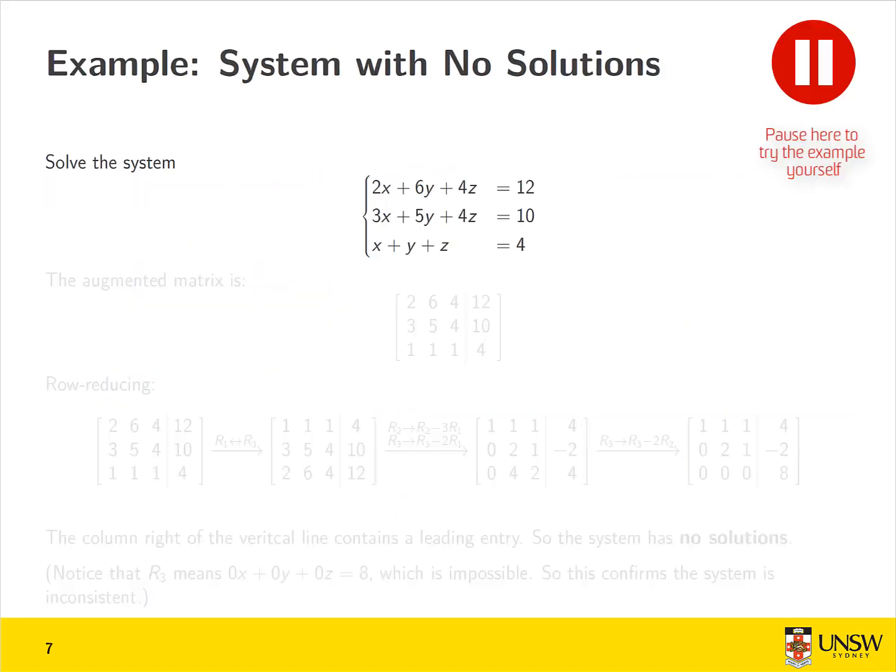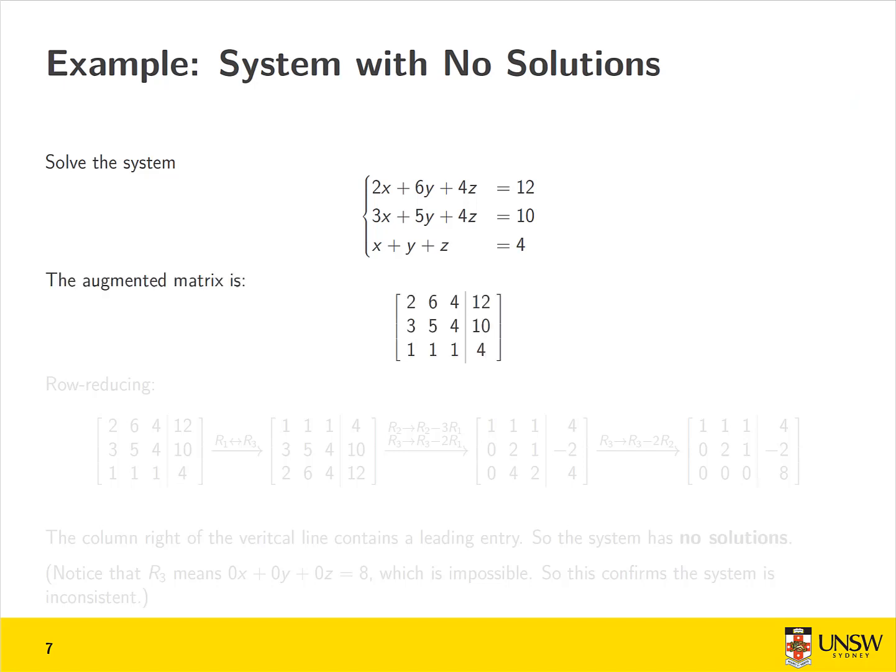Let's try solving the system of simultaneous equations 2x plus 6y plus 4z equals 12, 3x plus 5y plus 4z equals 10, and x plus y plus z equals 4. First, rewrite the system as an augmented matrix. Next, apply elementary row operations to the matrix until it is in row echelon form.